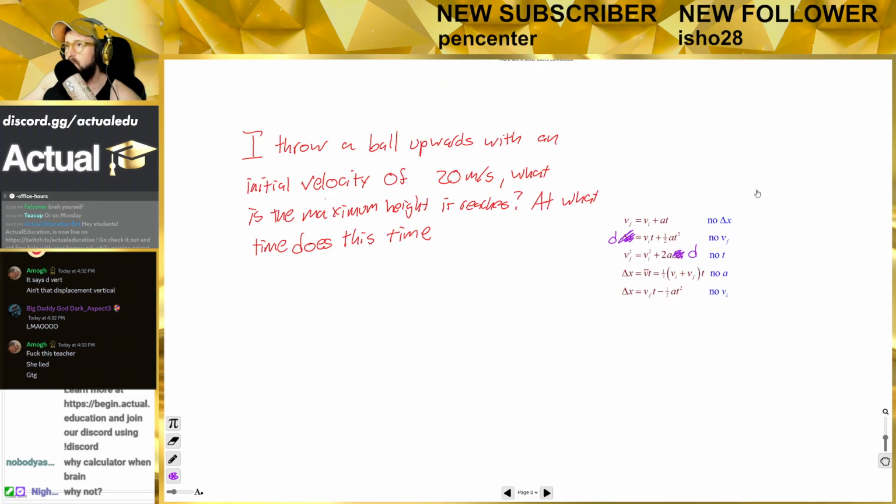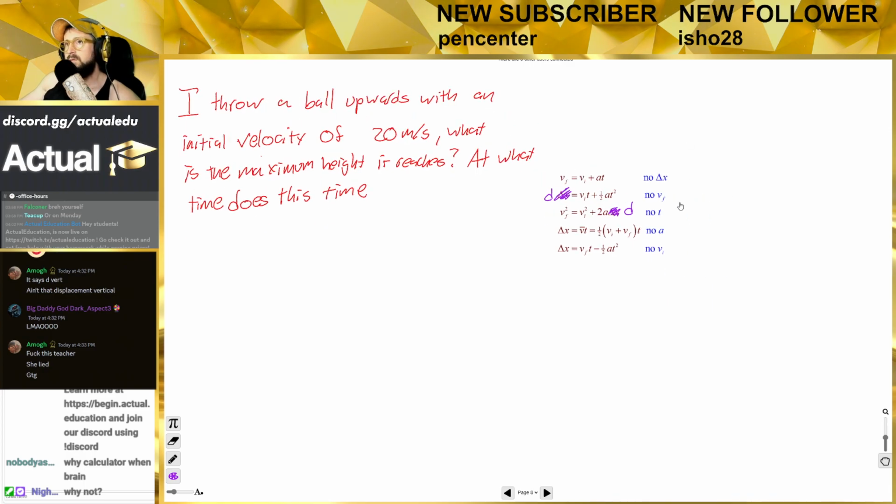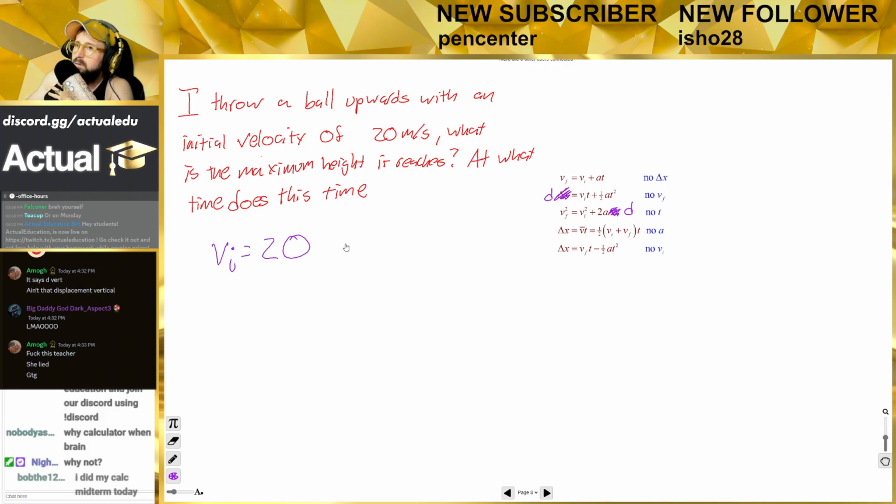So how am I going to use these equations then, to solve this question? There's some cool physics concepts here. Yeah, see, what I know is that when you throw the ball, it has an initial velocity of 20 meters per second. Good. Which one of these variables is the initial velocity? V_i. So we say V_i is equal to 20. Perfect. What else do we know?